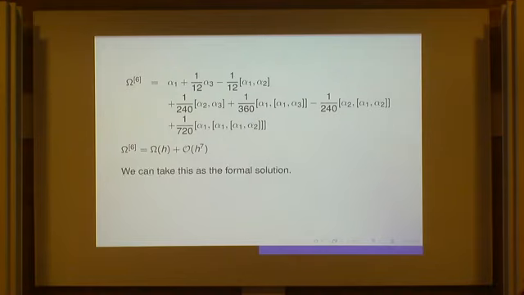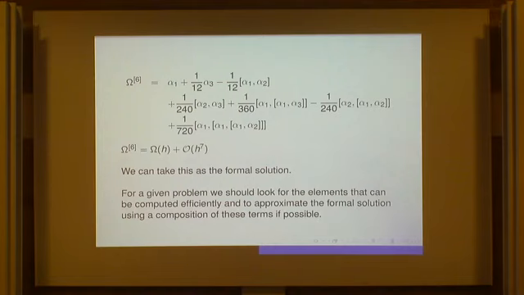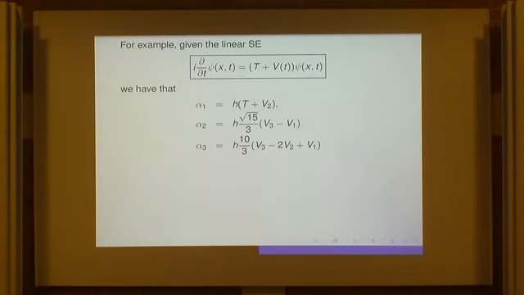We will take this as the formal solution. So we have the formal solution, and we will try to build methods that approximate the formal solution. Then we need to start to analyze what we have here that can be easily computed, and what is not easy to compute. And we will find several tricks to avoid the difficult parts while keeping the cheap ones in building the scheme. And for a given problem, we should look for the elements that can be computed efficiently and approximate the formal solution using a composition of these cheap terms, terms that can be easily computed.